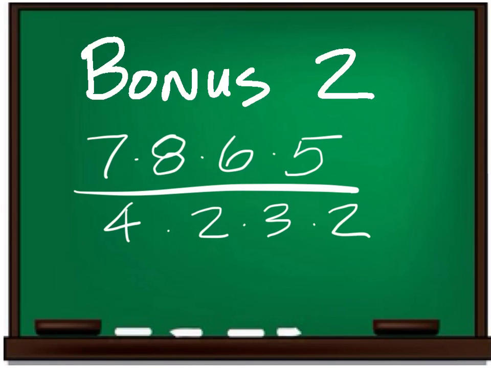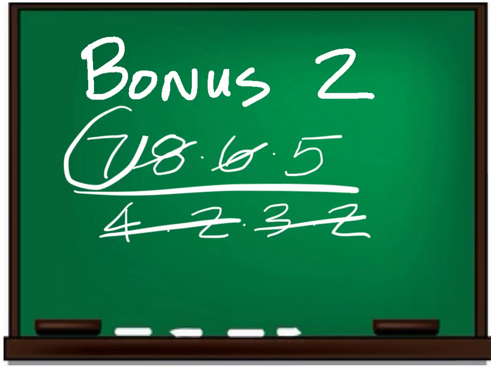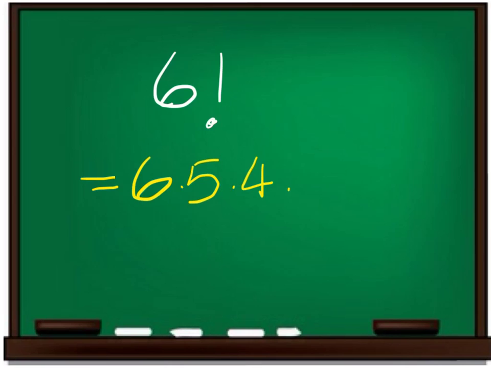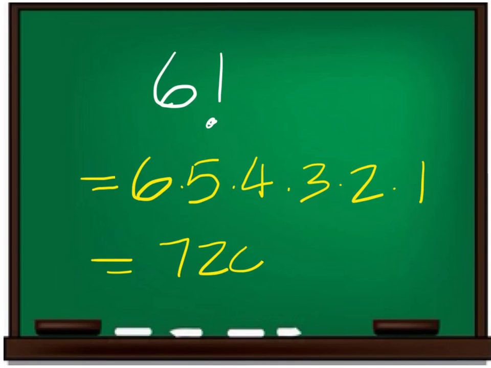You can cancel out 4 and 2 with this 8 and 3 and 2 with the 6 and be left with 7 times 5, which is 35. 6 factorial is 6 times 5 times 4 times 3 times 2 times 1, which is 720.